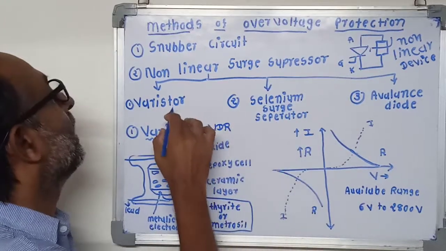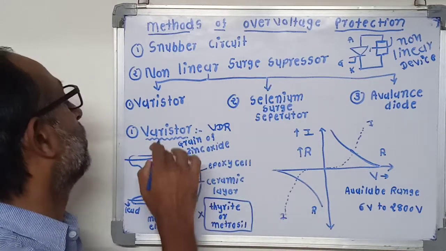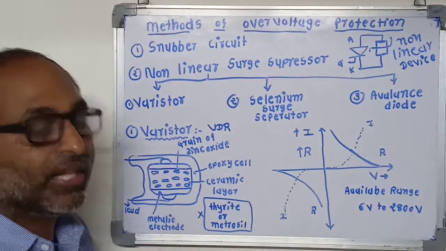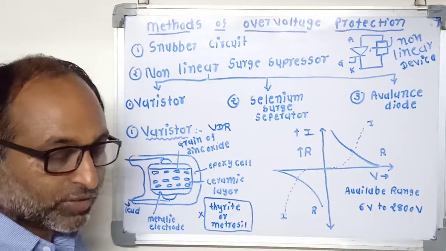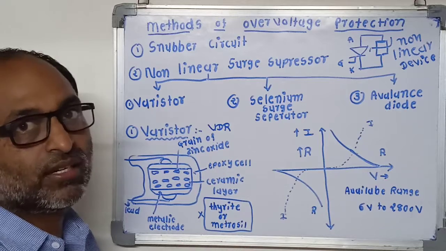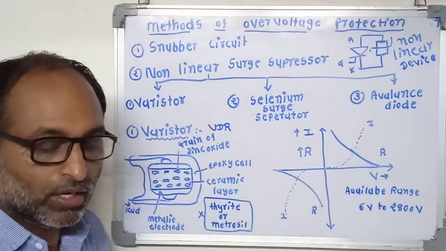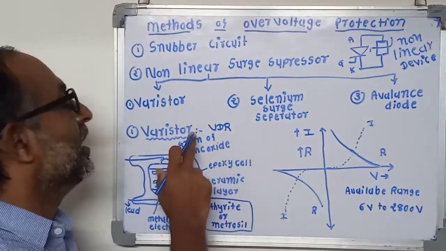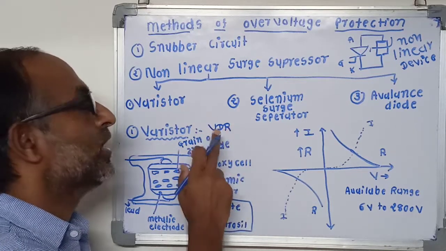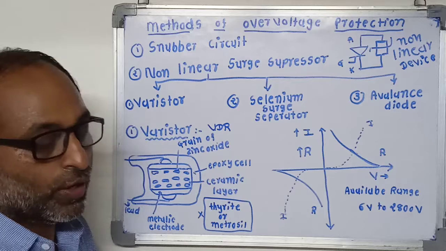There are three devices used in non-linear surge suppressor protection. First, varistor. A varistor is a two-terminal semiconducting device. Varistor is a variable resistor whose resistance depends on the applied voltage. The word varistor is formed by combining variable and resistance, and it is also called VDR, voltage dependent resistance. That means the value of resistance depends on the voltage.